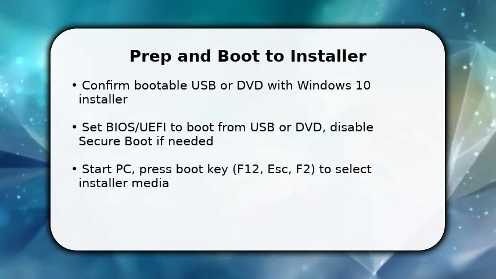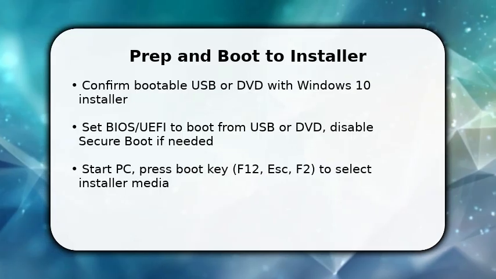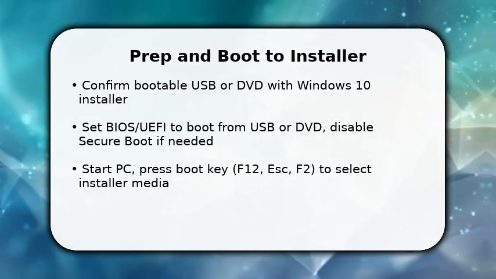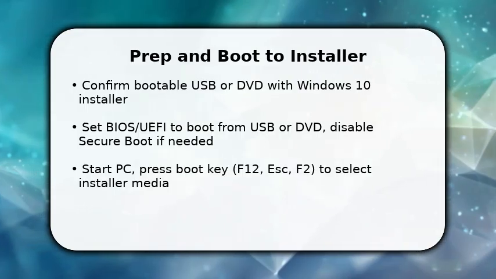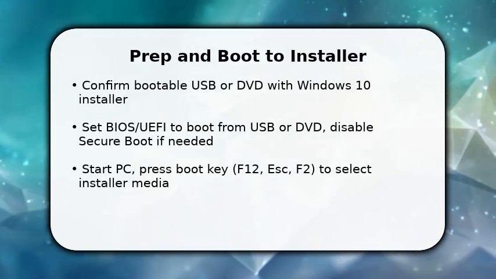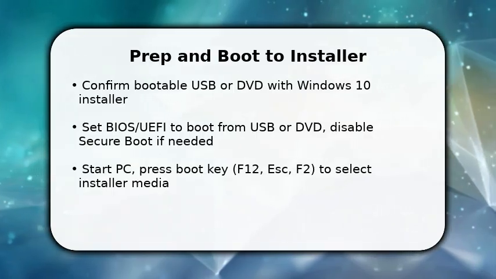Enjoy the video. You start by preparing the installer media and telling the PC to boot from it. Insert the Windows 10 USB or DVD and reboot. While the system restarts, press the correct boot key for your machine, F12, ESC, or F2, and choose the installer device. Once done, the Windows setup screen appears.